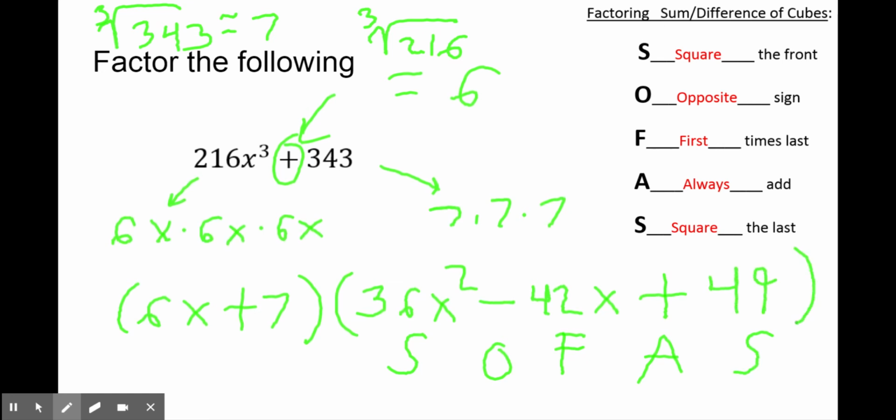Hopefully this video helped you out. I think this is an easier method instead of memorizing that more complicated formula. This method occurs when you have two terms, and one of them is an x to the third, and the other does not have any x term on it at all.